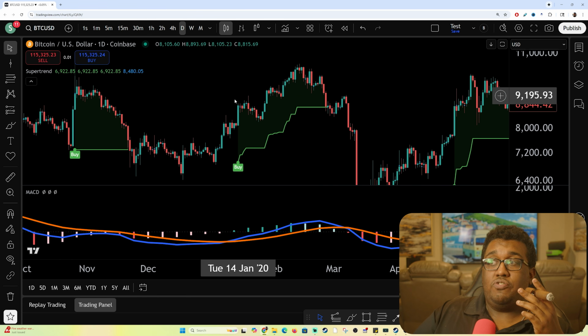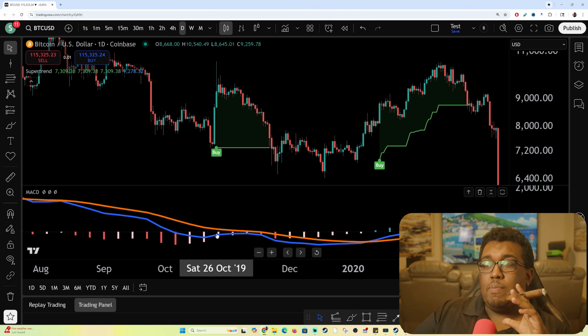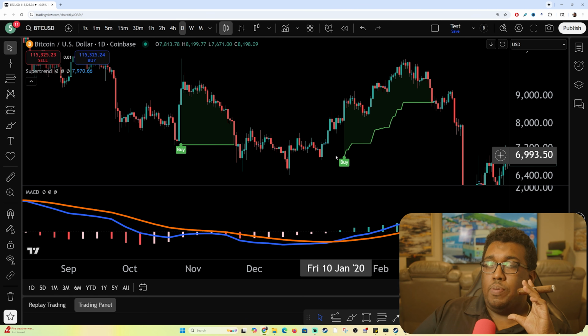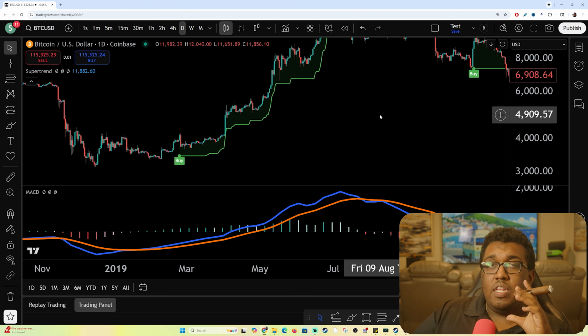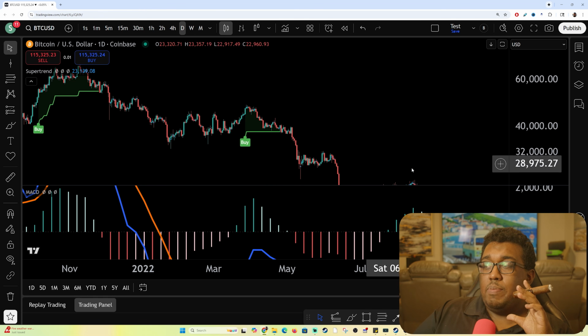So if you want to swing trade it, basically, you can see that swing really happening in real time, where those bearish MACDs don't really help you out too much. But when you have the bullish MACD and you have that buy signal coming along, you can really make some good money.